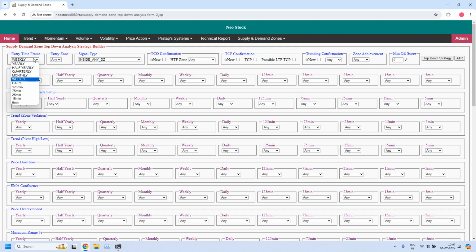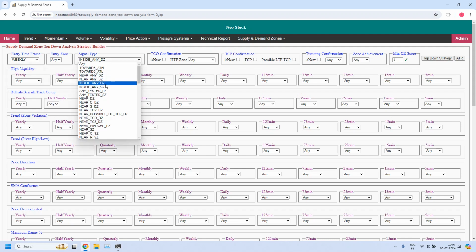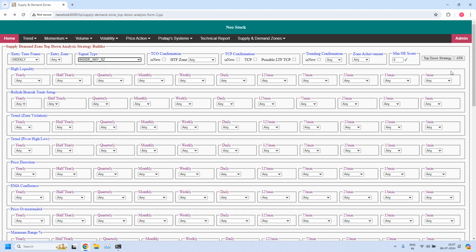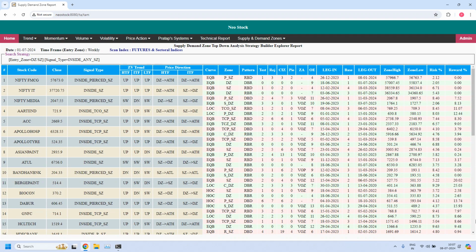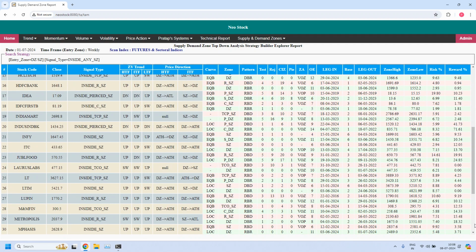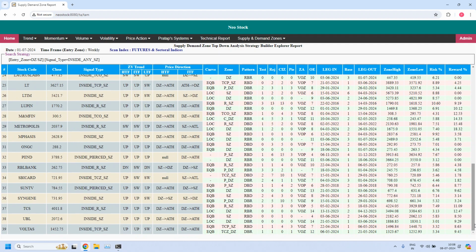Let me go back. For weekly time frame, let us find the stocks where price closed inside weekly supply zone. This is the list, a big list. That means we have a good number of stocks closed inside weekly supply zone. So let me scroll the list down. So total 39 stocks are filtered where price closed inside weekly supply zone.